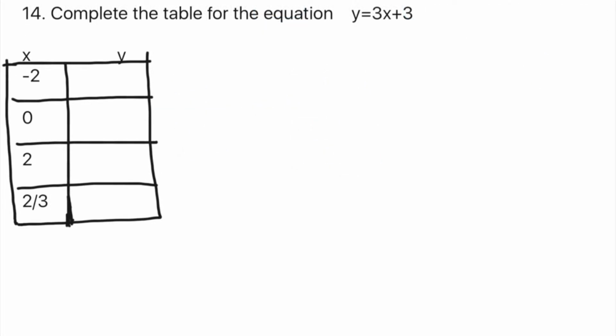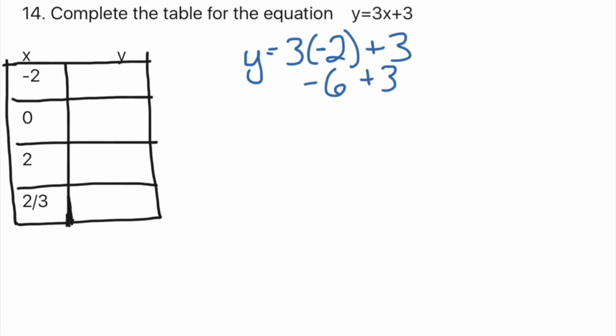Complete the table for the equation y equals 3x plus 3. So for these, all they want you to do is take your x value and plug it in and figure out what y would be. So let's start with our first one, when x is negative 2. So we have y equals 3 times negative 2 plus 3. So that's negative 6 plus 3, and then that's negative 3. So that's our y. And we're going to do that for each one of these.